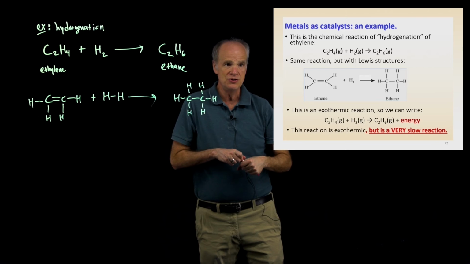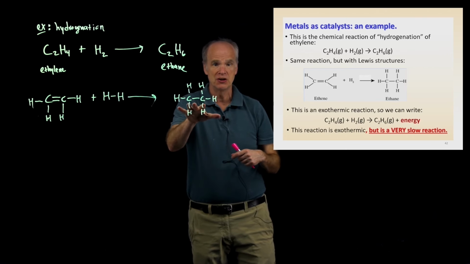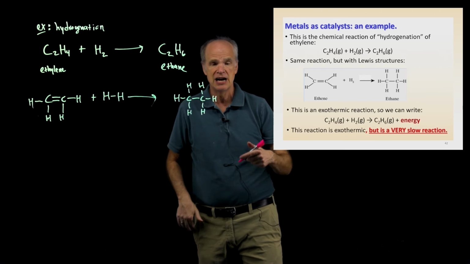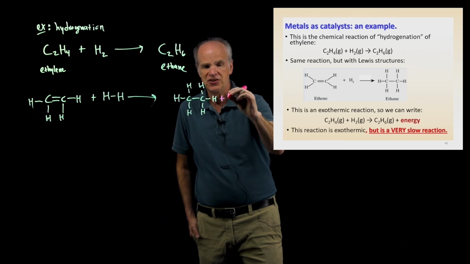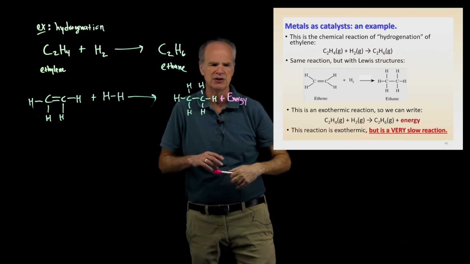Now, when you add hydrogen to double bonds to form the single bond, you add the 2 hydrogen atoms in. This tends to be an exothermic reaction. So to indicate that this is an exothermic reaction, I'm going to write plus energy like that. So this is a nice exothermic reaction.